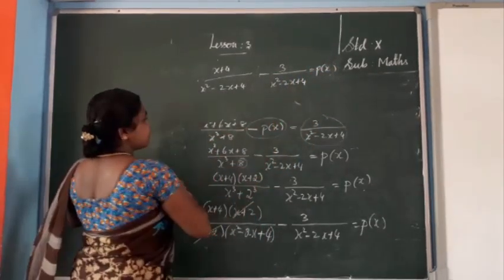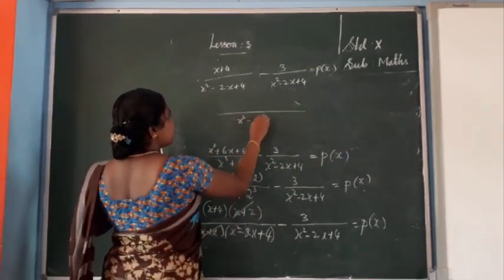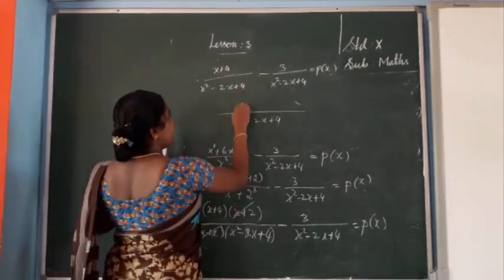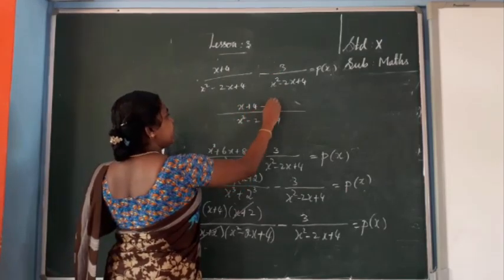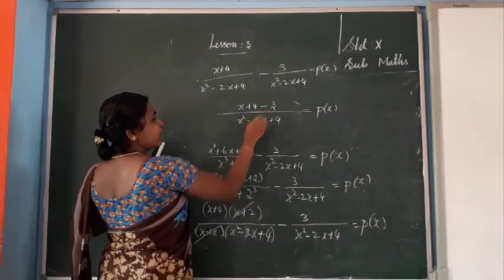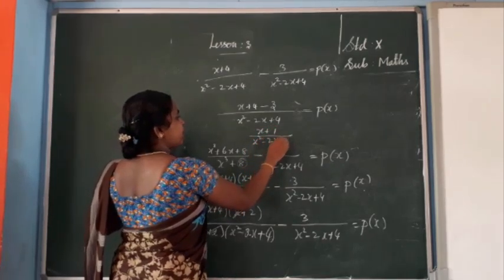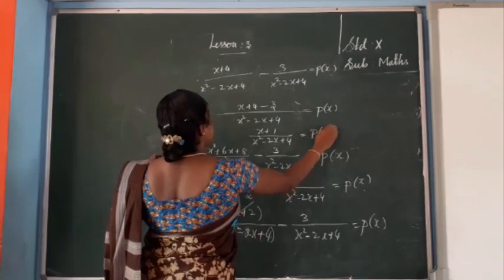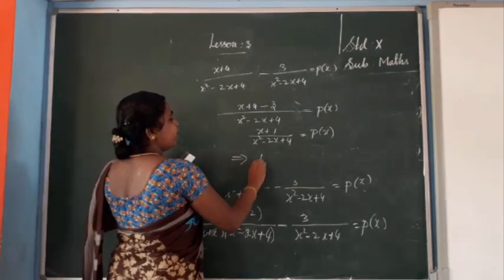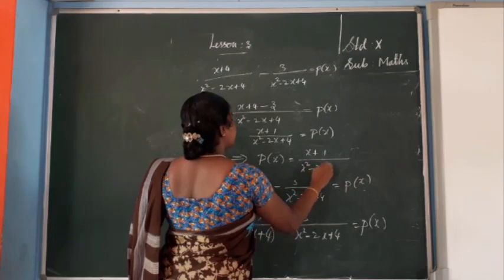Okay, the denominators are same. You see, if the denominator is same means x square minus 2x plus 4, one side we want to write, isn't it? Then see the numerator x plus 4, what is here? Minus 3 equal to p of x. Okay. Then next 4 minus 3 is 1. So x plus 1 by x square minus 2x plus 4 equal to p of x. This is the answer. So unknown is in right hand side. Once again you write this. So p of x equal to x plus 1 by x square minus 2x plus 4.